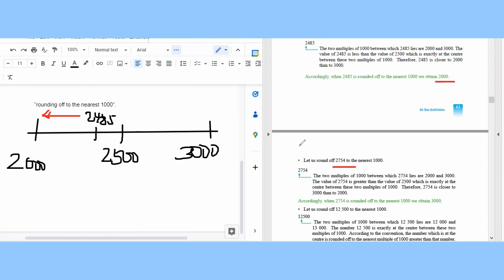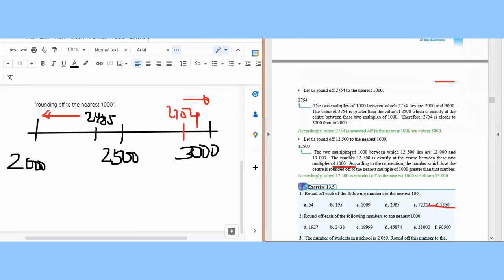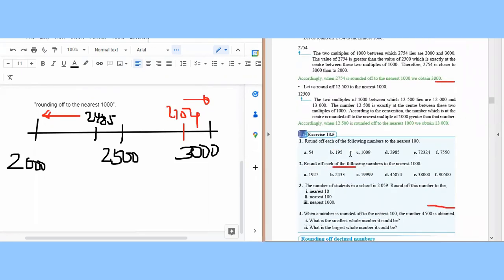If you round 2754, it is closer to 3000. So therefore 3000 will be the answer. Accordingly, when 2754 is rounded off to the nearest 1000, we obtain 3000. Let us round 12,500 to the nearest 1000. So 500 is exactly midway. So if it is exactly midway, you get the next multiple of 1000, which is 13,000.